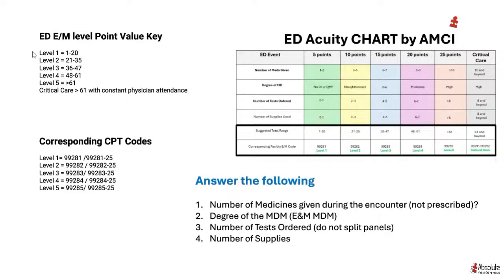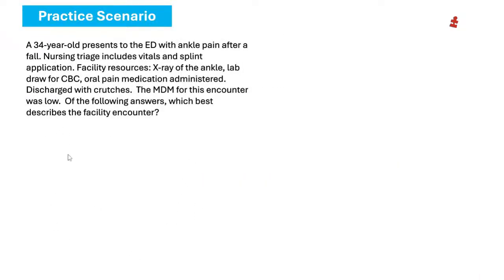So essentially, a level 1 is a score between 1 and 20, level 2 is 21 to 35, level 3 is 36 through 47, level 4 is 48 through 61, and level 5 is greater than 61, and critical care is greater than 61 with constant physician attendance. And then these are your general corresponding CPT codes. But in our case, these are our CPT codes. Now I'm going to show you how we quantify using that AMCI acuity chart.